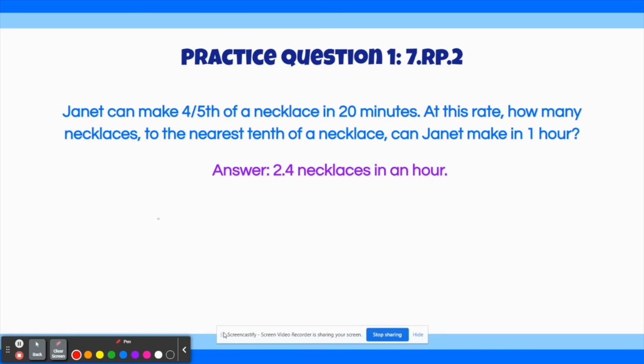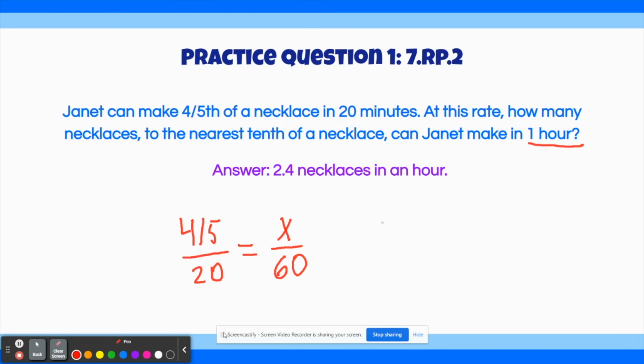And then the second way you can do it, which is the way that I recommend, is by setting up a proportional relationship. So to do this, we can say that Janet can make 4/5 of a necklace in 20 minutes. So we can set it up as a fraction and then equate it to x, which is what we're trying to solve for, over 60. Because 60 minutes are in an hour, and that's how much they're asking us over here.